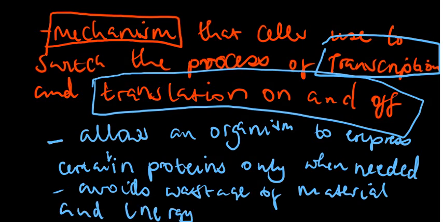Because the process of transcription and translation can be switched on and off, materials are preserved. It avoids wastage of materials and energy, and it allows an organism to express certain proteins only when they're needed by the body. That's our main concern.